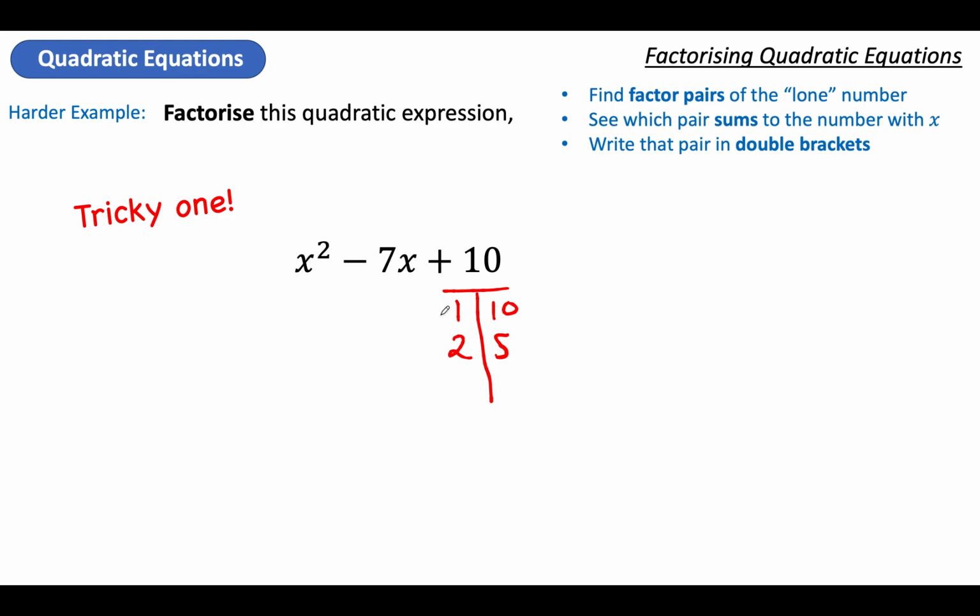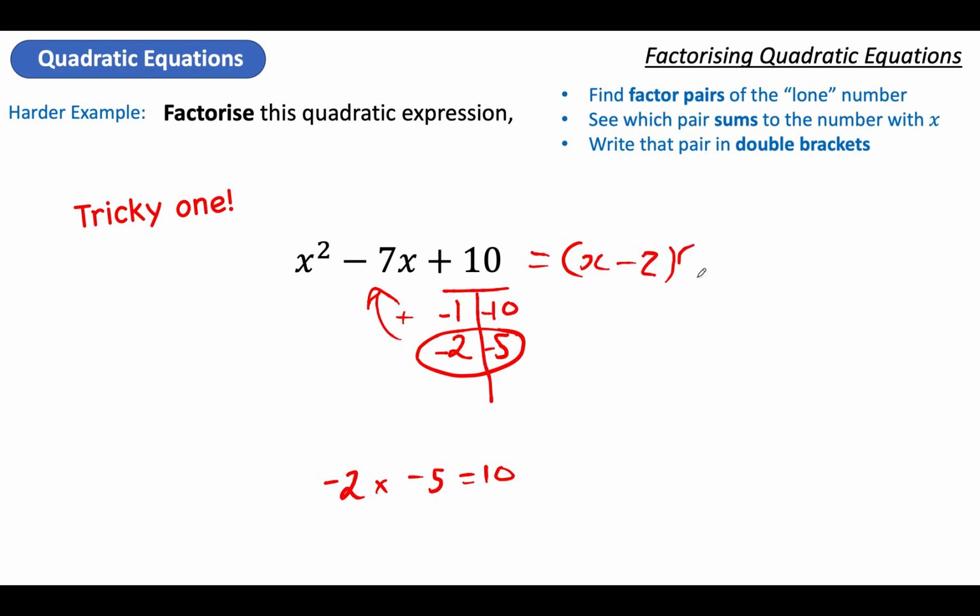The only way this is going to work is if they're both negative. And it's actually this pair that we're after. The negative 2 and negative 5. And I'll show you why. Because look, imagine negative 2, imagine negative 5, and I'm multiplying them together. Well, what happens when you multiply two negative numbers? You get a positive. Which means, when I put this into brackets, it should be x minus 2 and x minus 5.